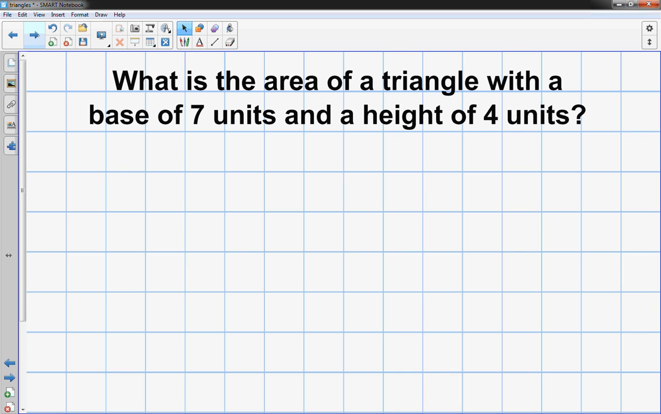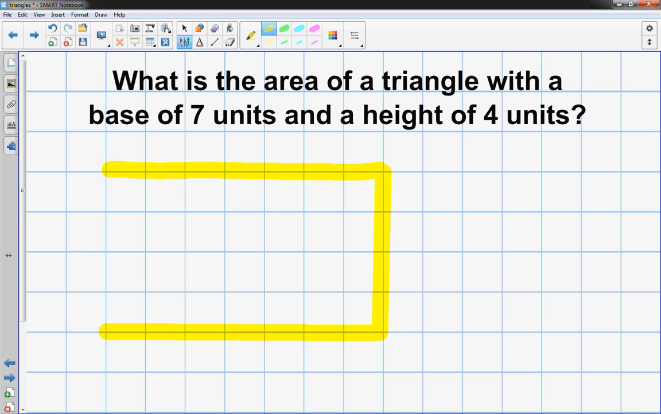Let's try another one. What is the area of a triangle with a base of 7 units and a height of 4 units? Okay, this time I'm going to draw a triangle that's not a right triangle. So why don't you watch what I do first before you try it. So base is 7. So I'm going to actually make my rectangle first. So let's see, is this 7 here? 1, 2, 3, 4, 5, 6, 7. Yep. And then a height of 4.